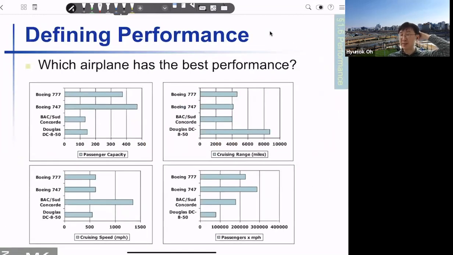And we have to define the performance of the processor. There are so many ways to define performance. For instance, let's think about airplanes: 777, 747, Concorde, Douglas DC-8. There are many airplanes. In passenger capacity, the 747 is best; the Douglas DC supports more range; in cruising speed, Concorde is the fastest; and in passenger throughput with speed, the 747 is best. So from these figures, which airplane has the best performance, do you think? Which is the best airplane?